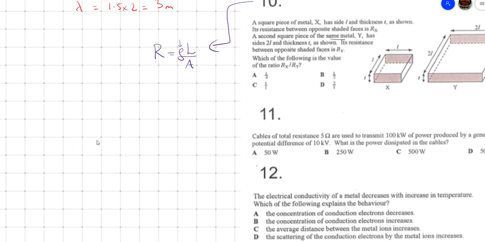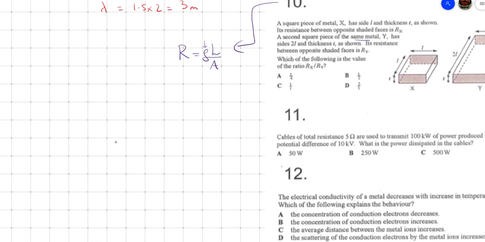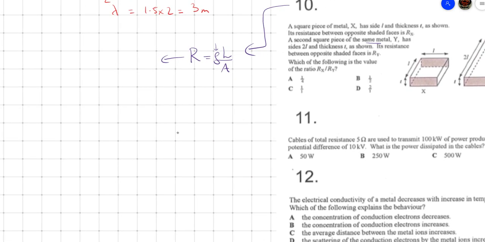So let's do this. So we got the first one. We got X. We got X to Y. So we got X. So Rx is equal to. So resistivity is the same. So we don't care about that. So length. What's the length of this? The length is L, so put L there. Okay, divided by the area. So what is the area of the shape here? So it is T times L, so therefore it is T times L.